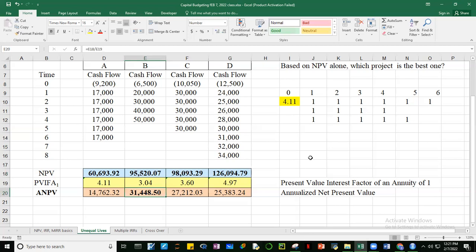Okay. So clear ba so far, guys? Paki-chat naman kung yes, so that I can move on to the next worksheet.